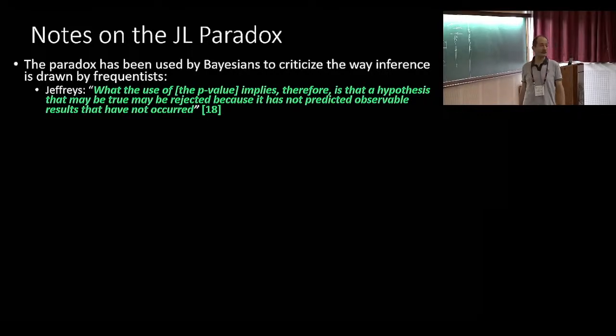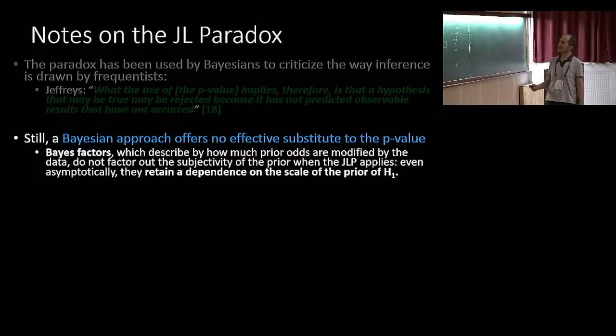And it has been used in literature by Bayesians to criticize the way that the inference is made by frequentists. In fact, Jeffreys himself was quoted to say, what the use of the p-value implies, therefore, is that a hypothesis that may be true may be rejected because it has not predicted observable results that have not occurred. So he has put it in a way that makes frequentists sound very silly, right? And still, a Bayesian approach doesn't offer a substitute because of this problem that I said, that it asymptotically depends on the prior so much.